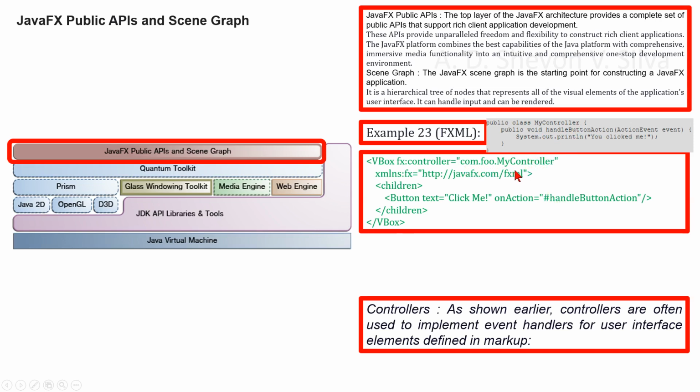The controllers are used to implement event handlers for user interface elements defined in the markup. In many cases, it is sufficient to simply declare event handlers in this manner. However, when more control over the behavior of the controller and the elements it manages is required, the controller can define an initialize method, which will be called once on the implementing controller when the content of the associated document has been completely loaded.